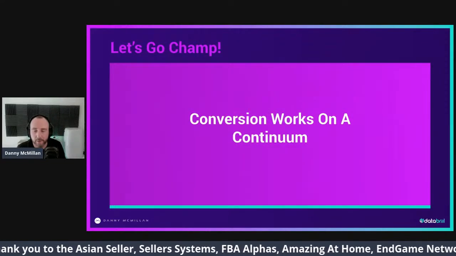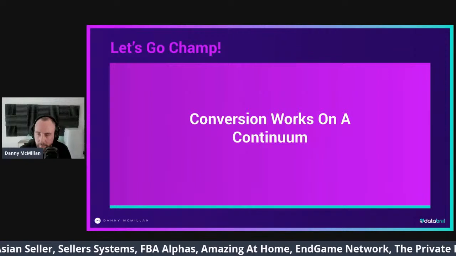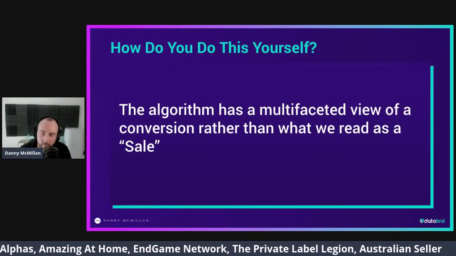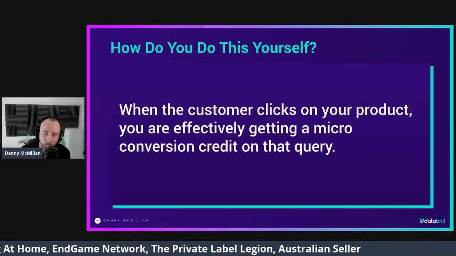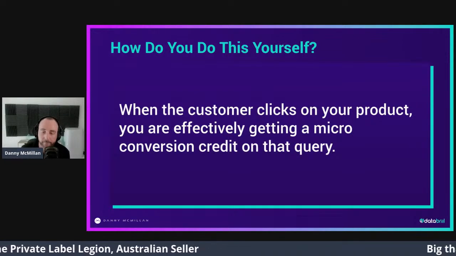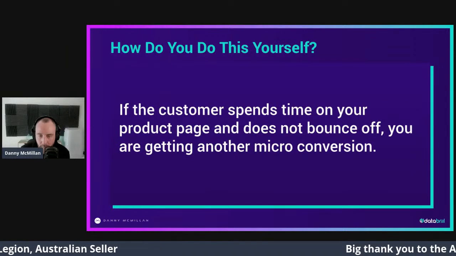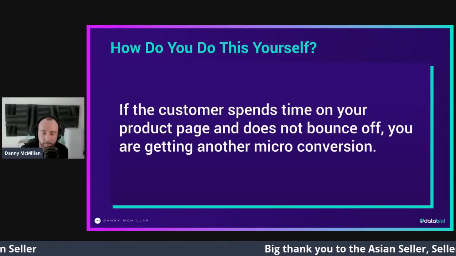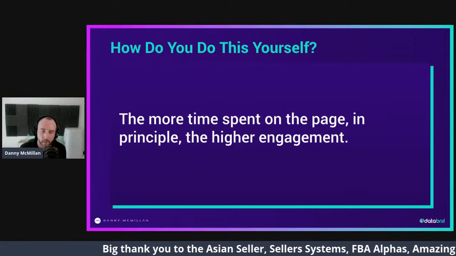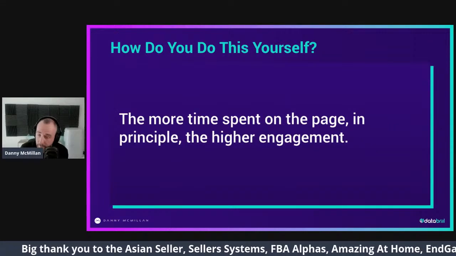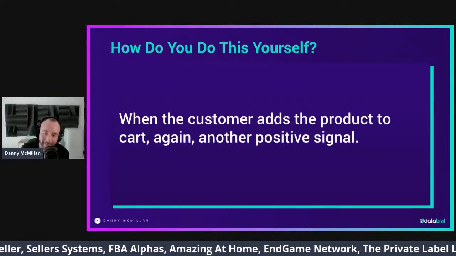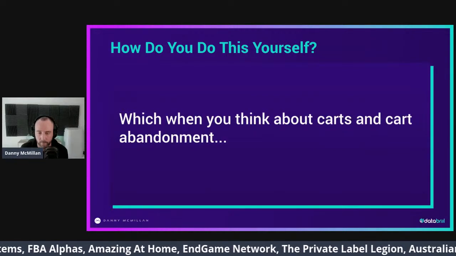The other thing we've got to look at is conversion works on a continuum. The algorithm has a multifaceted view of a conversion, rather than what is read as a sale. When the customer clicks on your product, you're effectively getting a micro conversion credit on that query. If the customer spends time on your product page and does not bounce off, you're getting another micro conversion. The more time spent on the page, in principle, the higher the engagement. And when the customer adds the product to a cart, again, another positive signal.